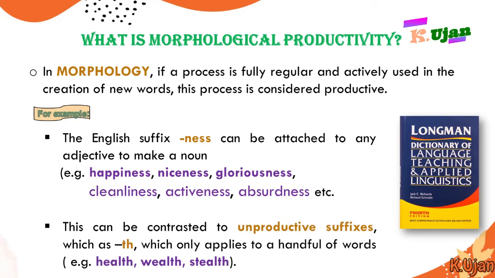Here is one more example. This can be contrasted to unproductive suffixes, such as -th, which only applies to a handful of words, for example health, wealth, stealth. There are very few words with -th in English. Thus, we could say this suffix is unproductive in English. And the suffix -ness, we could say, is productive and forms potential words.